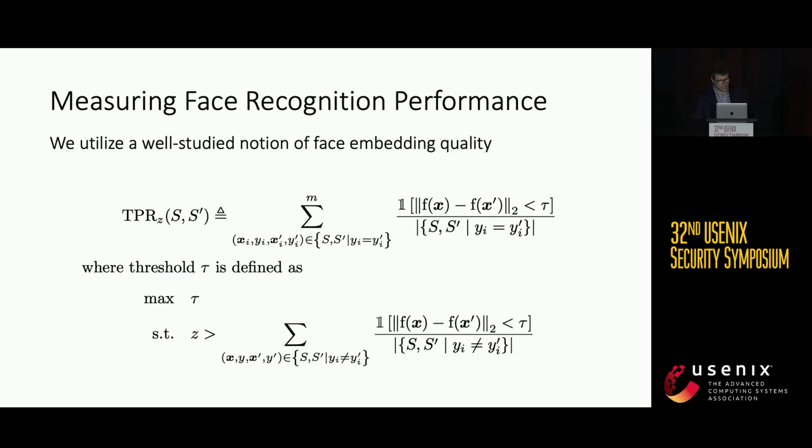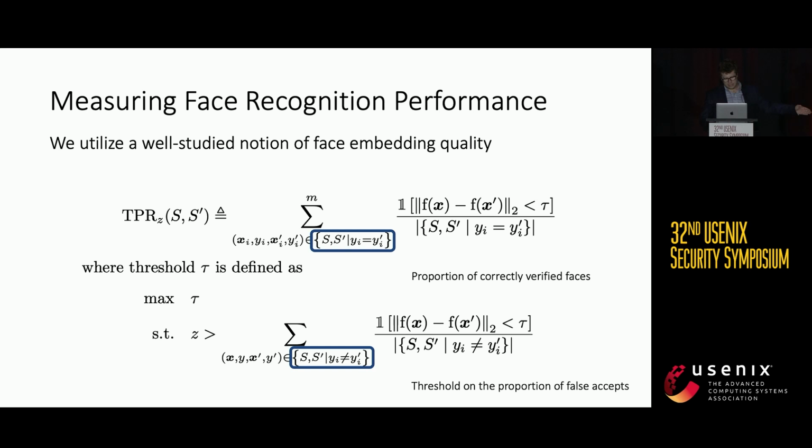So how do we measure performance? We use this well-studied notion of face embedding quality. It's basically a parameterized true positive rate. So the lower quantity is intended to be a threshold on the proportion of false accepts. So basically, given that you have this proportion of false accepts, how many correctly verified faces can you get? So how many are actually identified correctly? And this has been used in a lot of previous literature.